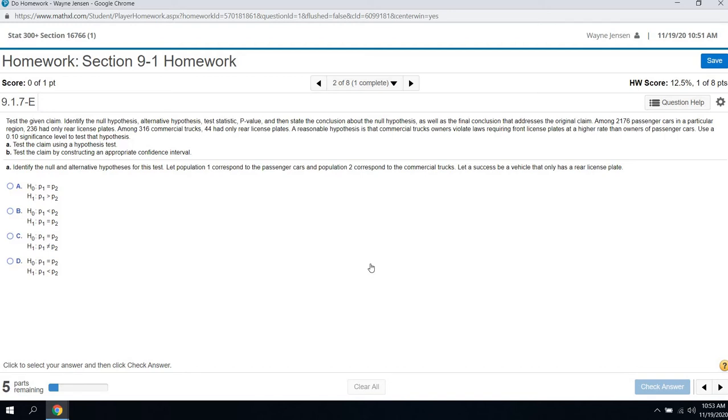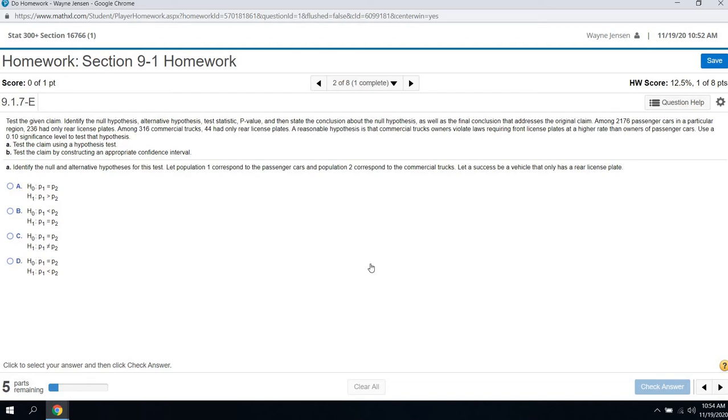Let me read across the top. Test the given claim. Identify the null hypothesis, alternative hypothesis, test statistic, p-value, and state the conclusion, as well as the final conclusion that addresses the original claim. That's going to be an upfront sentence in all of these. Among 2,176 passenger cars in a particular region, 236 had only rear license plates. Among 316 commercial trucks, 44 only had rear license plates. A reasonable hypothesis is that commercial truck owners violate laws regarding front license plates at a higher rate than those that have a passenger car.